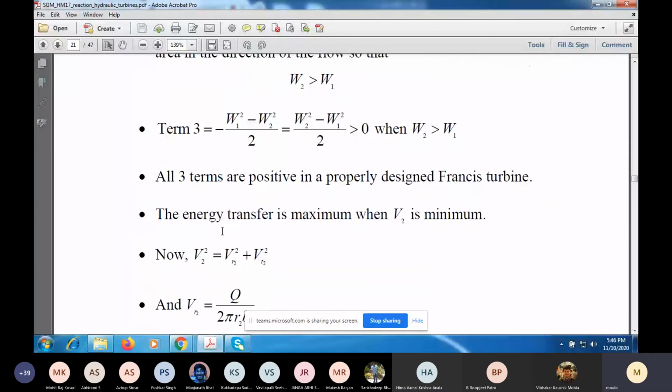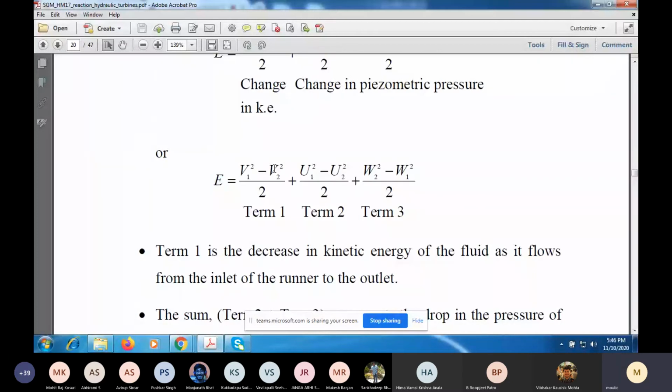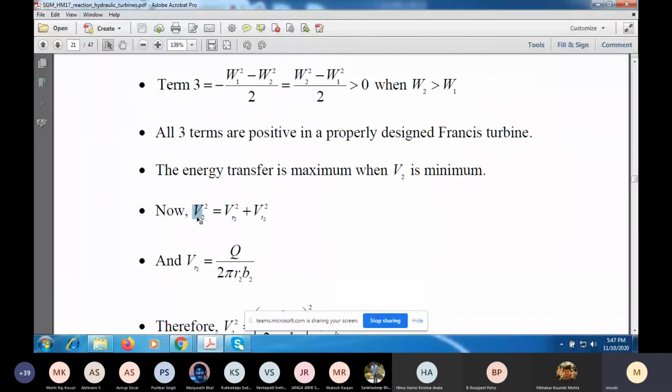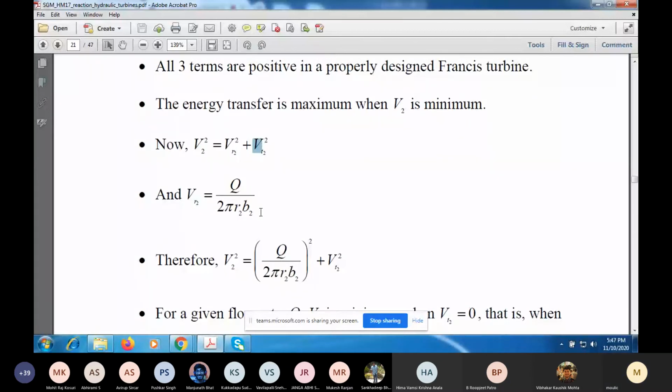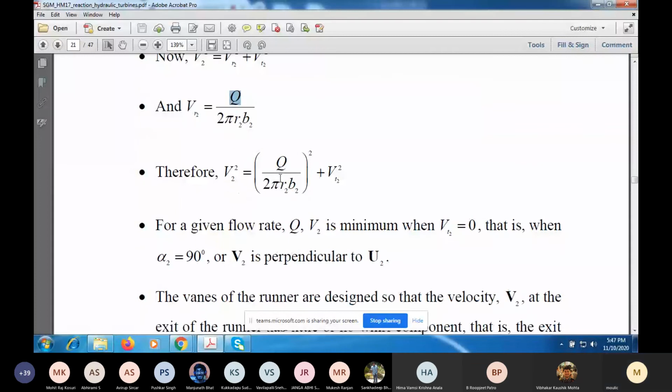So we have them. But now if you look at it this way, when will you have the maximum E? When V2 is minimum. Because you're subtracting V2 square, a positive number, from V1 square. Okay. These two are determined by the geometry and the angular speed. And this is determined by the area between the passages. Now V2 square I can write as VR2 square plus VT2 square. But VR2 depends only on the flow rate and the geometry. So for a given flow rate, this VR is constant. So V2 will be minimum when VT2 is minimum.